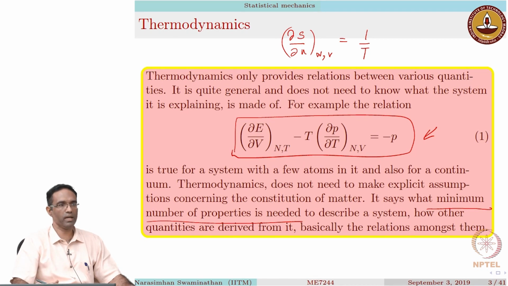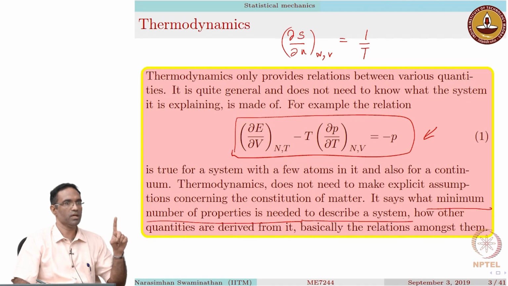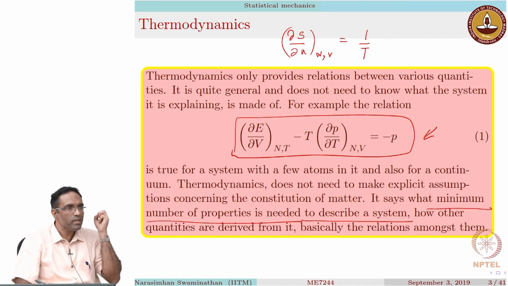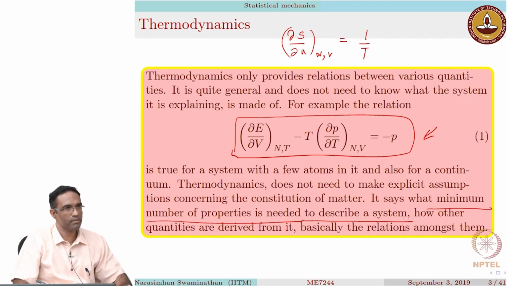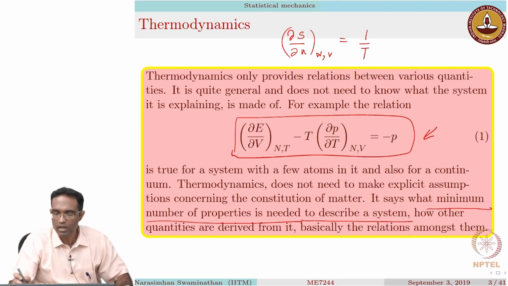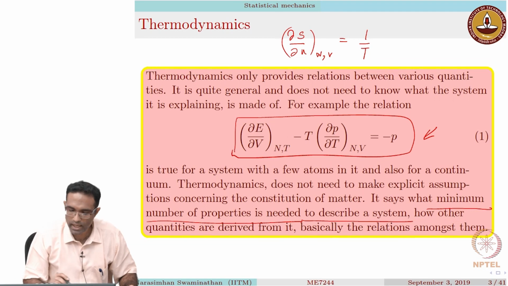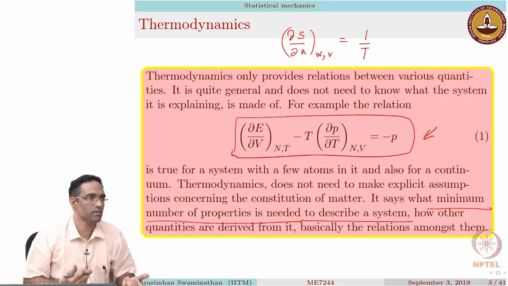The minimum number of properties that is required to describe the system. So we always talk about things like the Gibbs phase rule, right? If you have a single phase, single constituent system, you need only three things to actually describe that system, either NVE or NPT or something like that, right? So those are basic thermodynamics. We won't go into that. We'll assume that some of that is known to you all. So if you know that, you can basically derive other quantities that are there in thermodynamics.